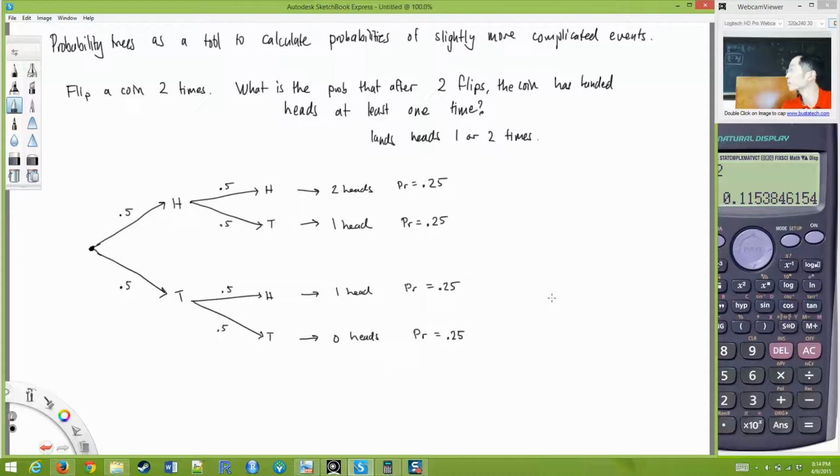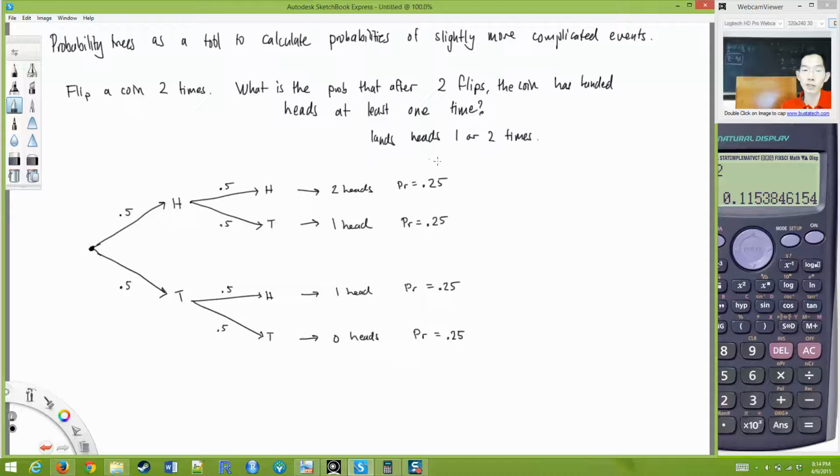Okay. All of these outcomes are disjoint or mutually exclusive. Okay? If I saw heads and then tails, I could not have at the same time seen heads and then heads, or I could not have at the same time seen tails and then heads. So every single sequence is disjoint, okay?